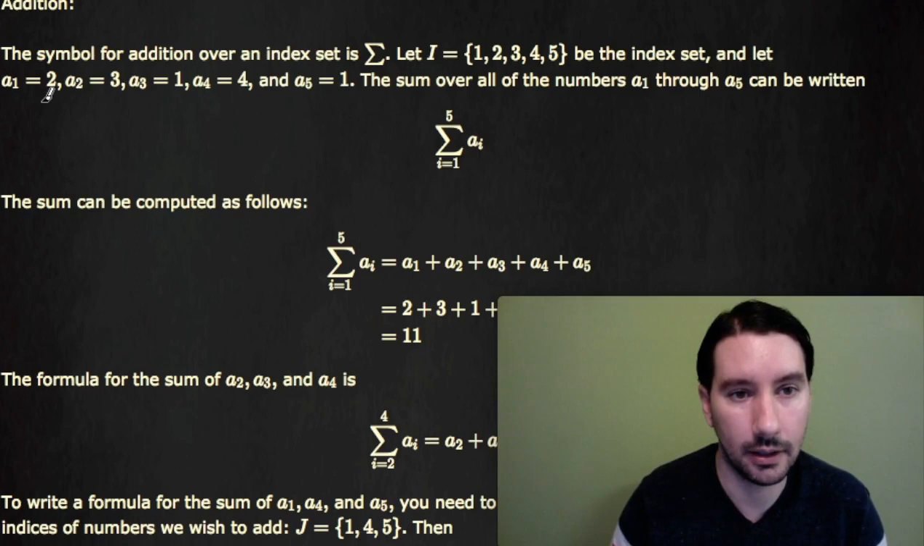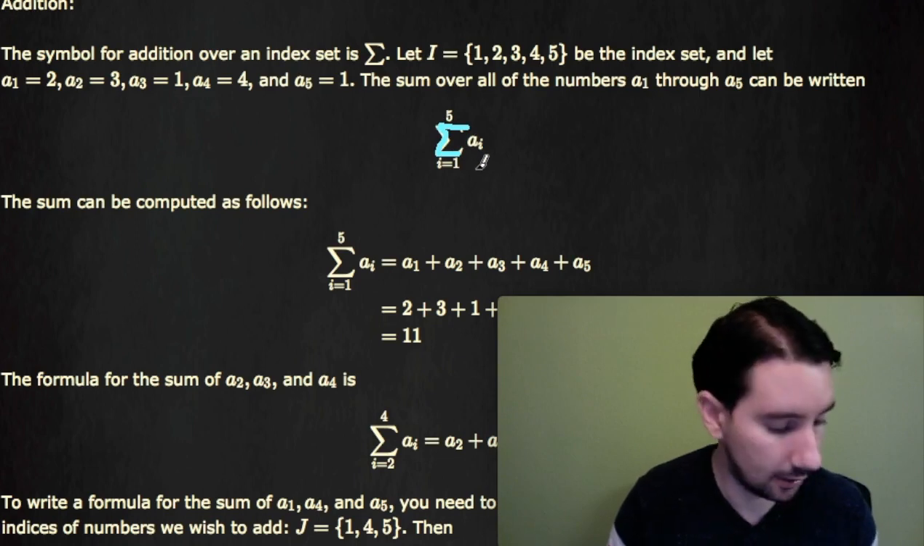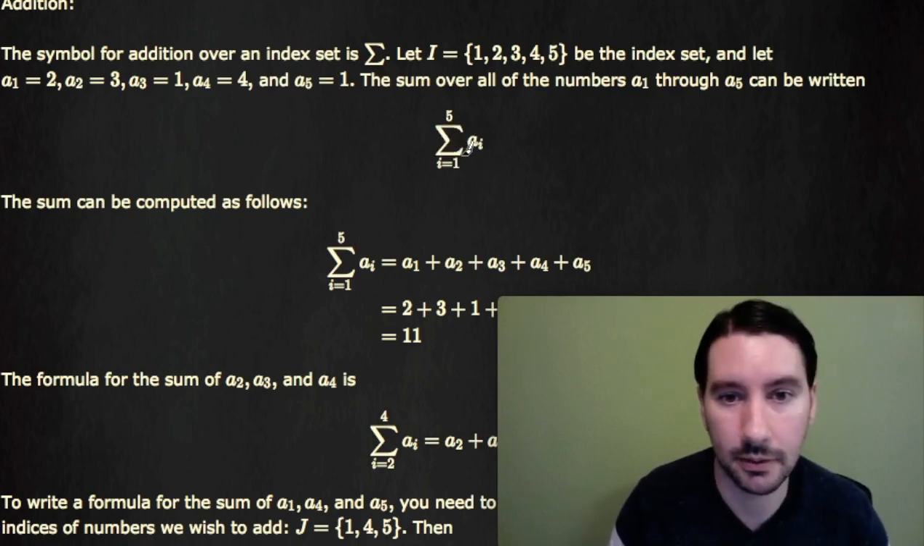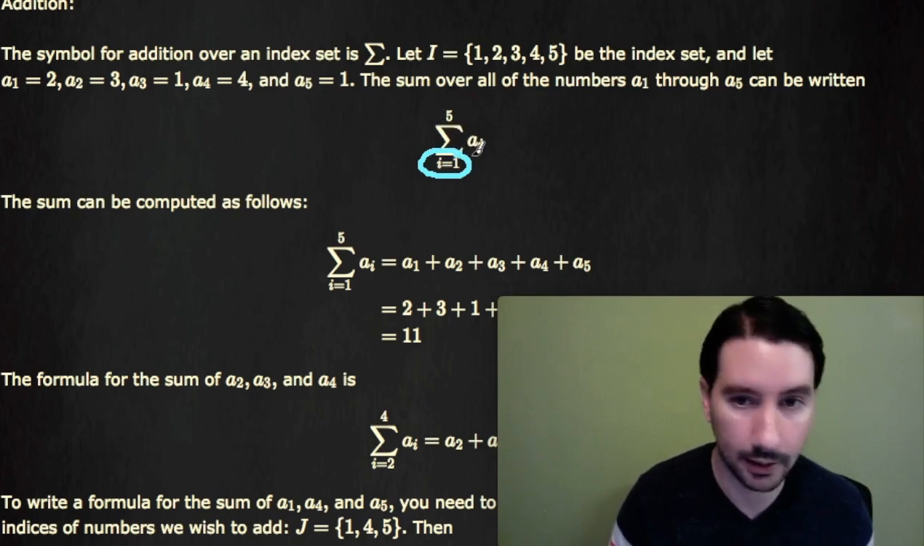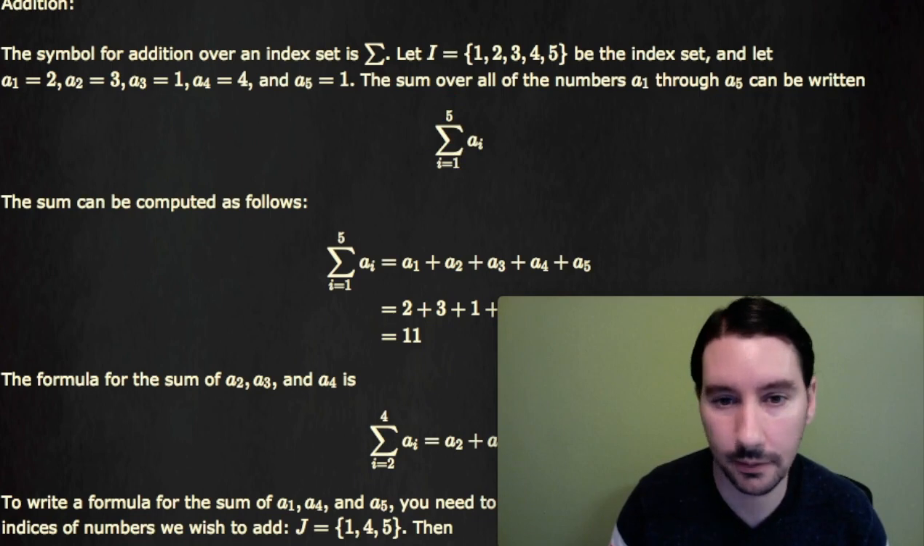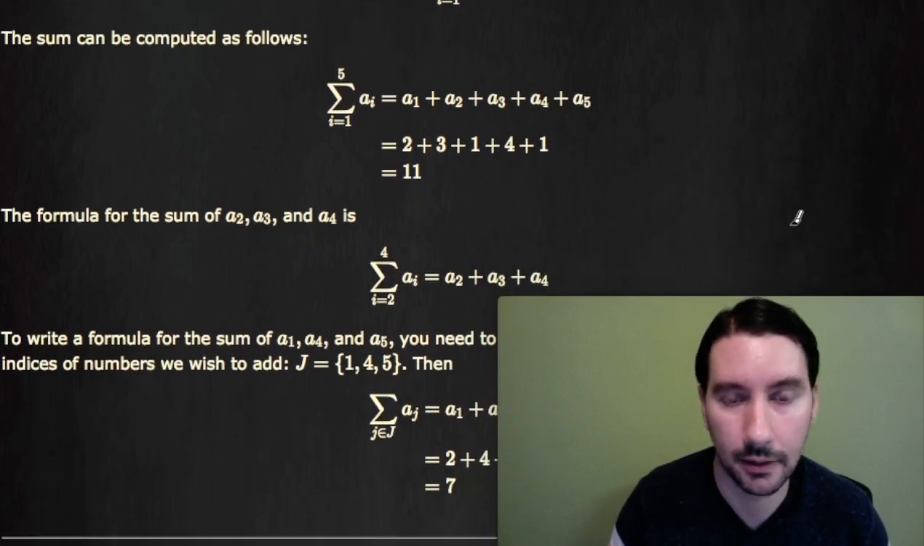Then writing the sum of A1 to A5 would be the sum, or sigma, of AI from I equals 1 to 5. So the starting point is at the bottom and the ending point is at the top. So start at 1, go to 5, and add AI. If we were to compute this, the sum from I equals 1 to 5 of AI means A1 plus A2 plus A3 plus A4 plus A5, or 2 plus 3 plus 1 plus 4 plus 1, which is 11.